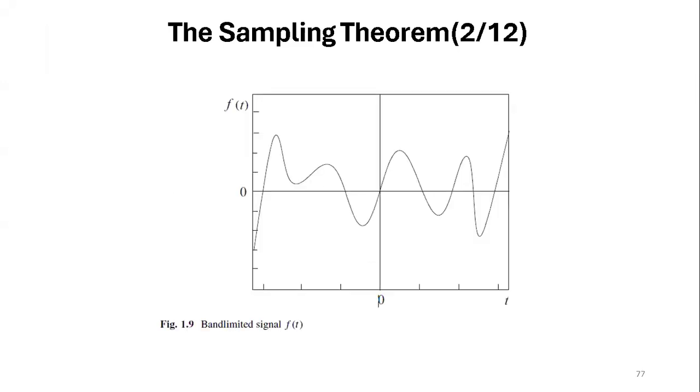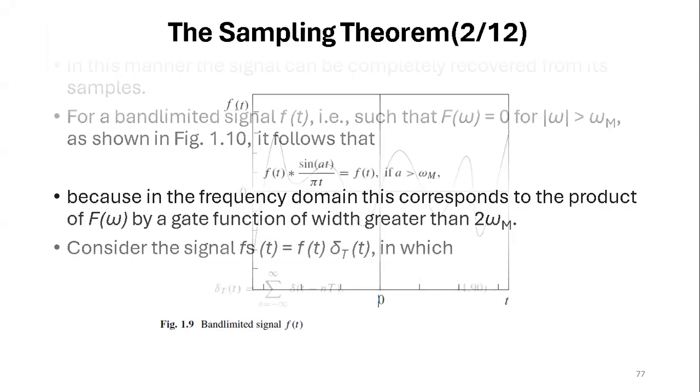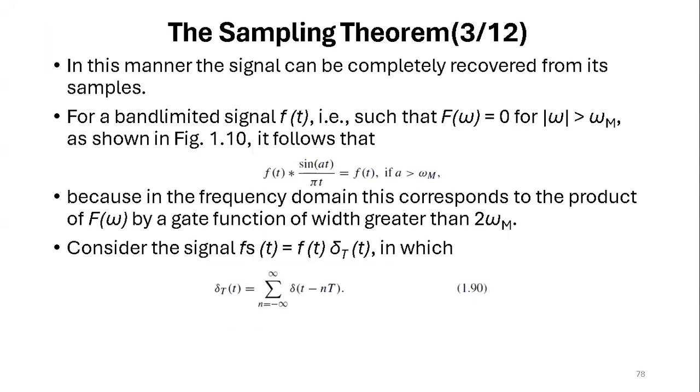This is the function of the frequency 1.9, which I will already discuss. In this way, the signal can be completely recovered from its samples for a band-limited signal, such that F(omega) is zero for modulus omega greater than omega_m, and by showing in the frequency domain that f(t) is the f(t) if it is greater than omega.